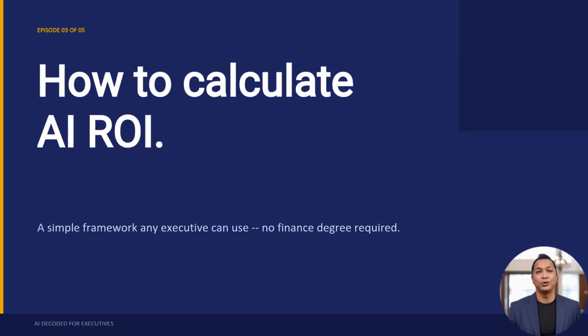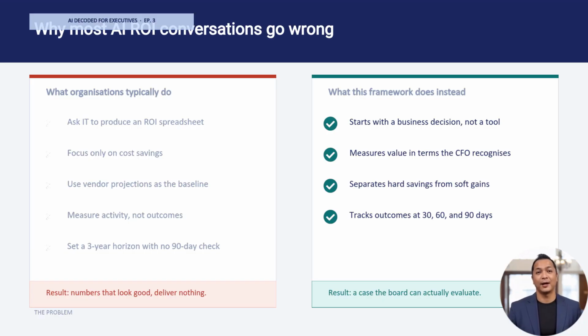Today, we'll explore a straightforward framework for calculating AI return on investment, accessible to any executive without needing a finance degree. Organizations often err by relying on information technology for return on investment spreadsheets, focusing solely on cost savings and using vendor projections. They measure activity over outcomes and set long term horizons without short term checks. Our framework begins with business decisions, measures chief financial officer recognized value, distinguishes savings from gains, and tracks outcomes regularly, creating a board evaluable case.